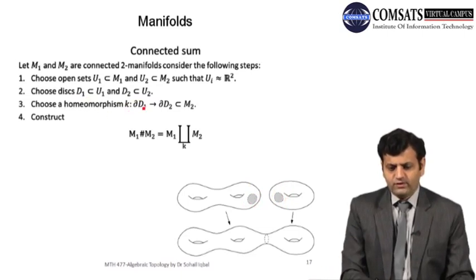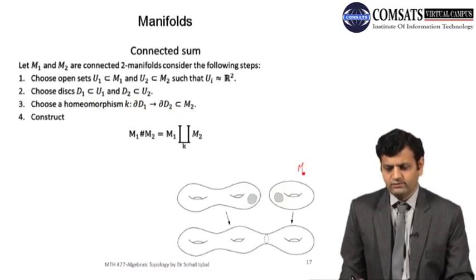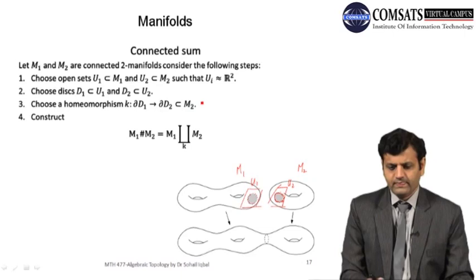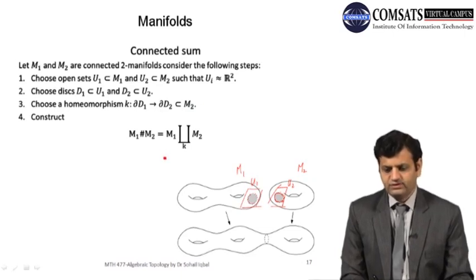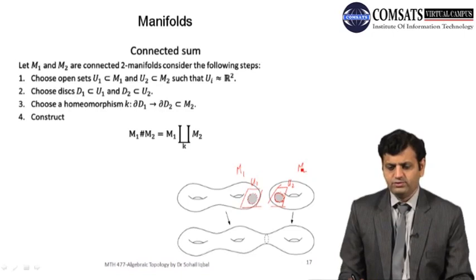Now choose a homeomorphism from the boundary of D1 to the boundary of D2, which is inside M2. Okay, so this is M1, this is M2, this is my U1, and this is my U2, this is D1, this is D2. So choose a homeomorphism from this dotted line, which is going to be a circle, to this dotted line, which is going to be a circle. So if you have this homeomorphism, then we can attach this M1 with M2.